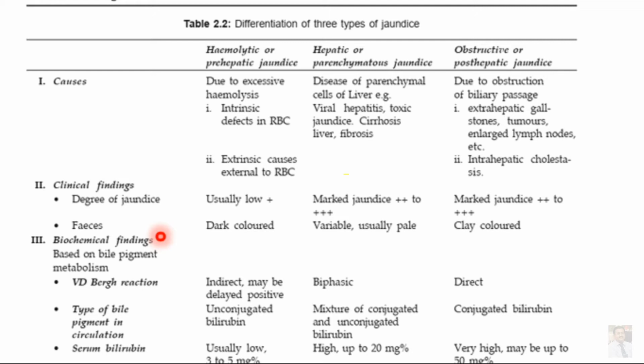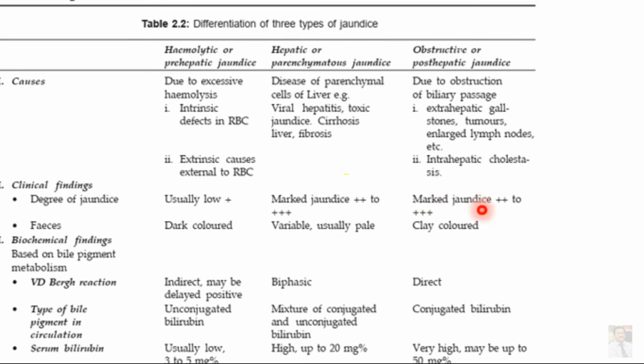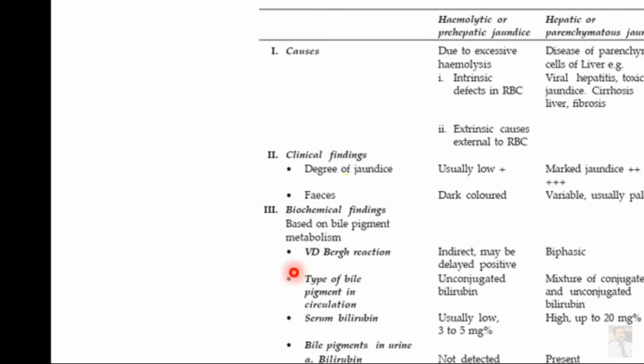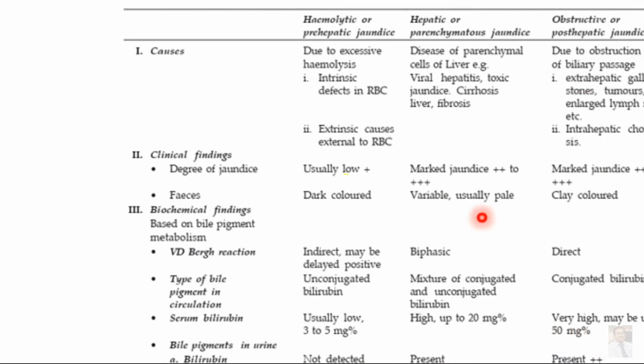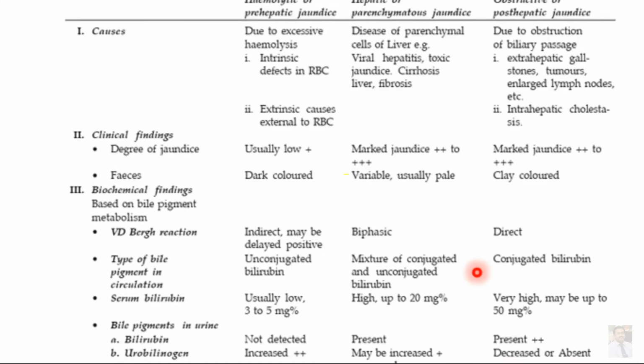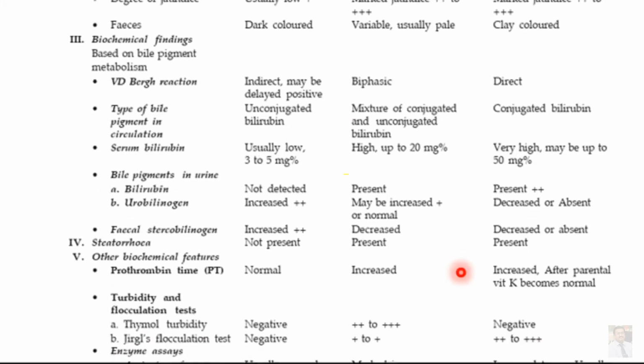Next, coming to the biochemical findings. So these are the clinical findings, that is, the physical identification. The degree of jaundice is less, and here it is mild to moderate to severe. Okay, and the next, coming to the biochemical findings of jaundice.